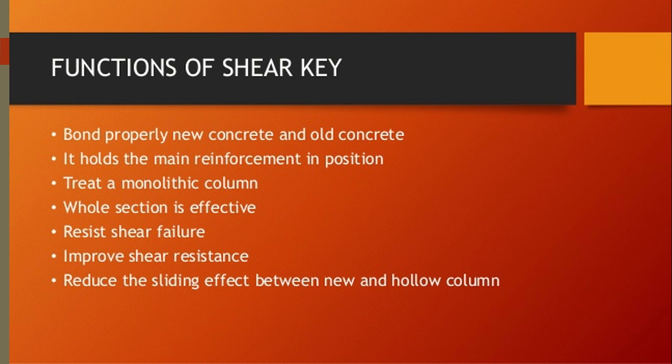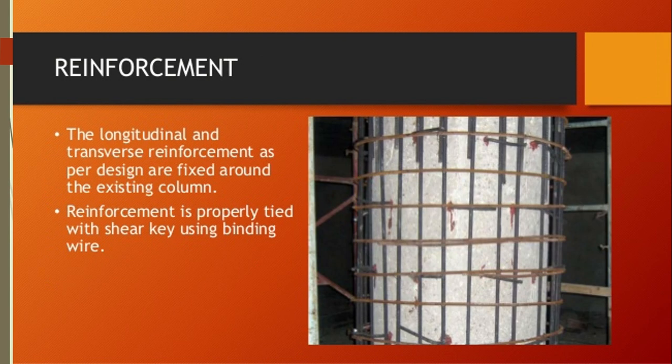And why are we inserting this shear key? Because it bonds the new concrete and the old concrete properly. It holds the main reinforcement in position. It creates a monolithic column. The whole section is effective. It resists shear failure, improves the shear resistance, and reduces the sliding effect between the new and old column.